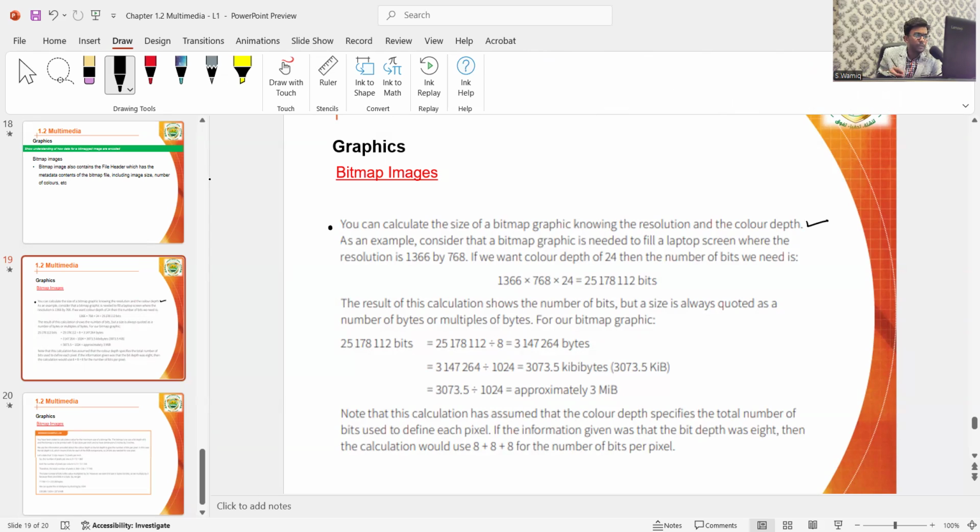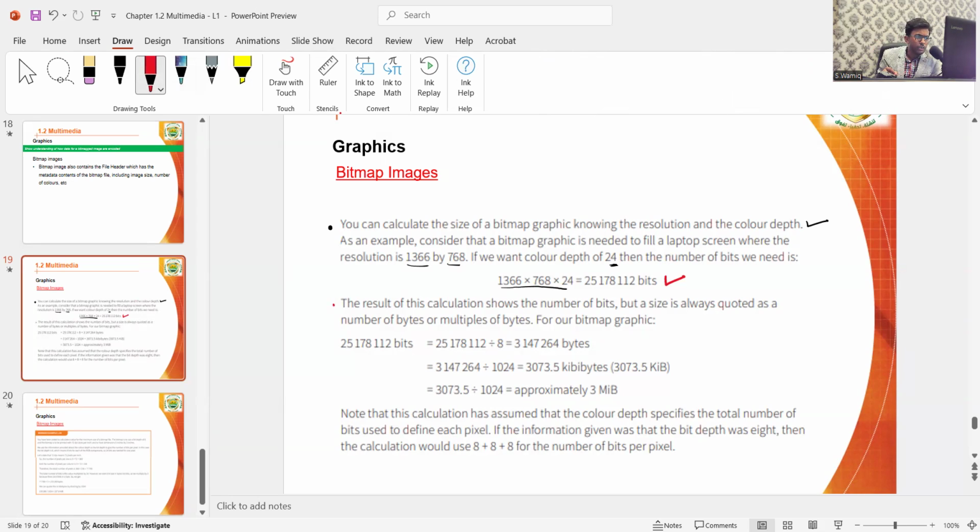Yes, we have done that. As an example, consider a bitmap graphic needed to fill a laptop screen where the resolution is 1366 by 768. If we want a color depth of 24, then the number of bits we need is calculated. There are multiple ways of solving that. Here they have given 24 and simply multiplied it. If you wish, you can convert it as well. But I don't prefer multiplying it to the exact number, because it creates a calculation with a lot of numbers and you are not allowed calculators in your exam. So you can either convert it this way or do it my way.